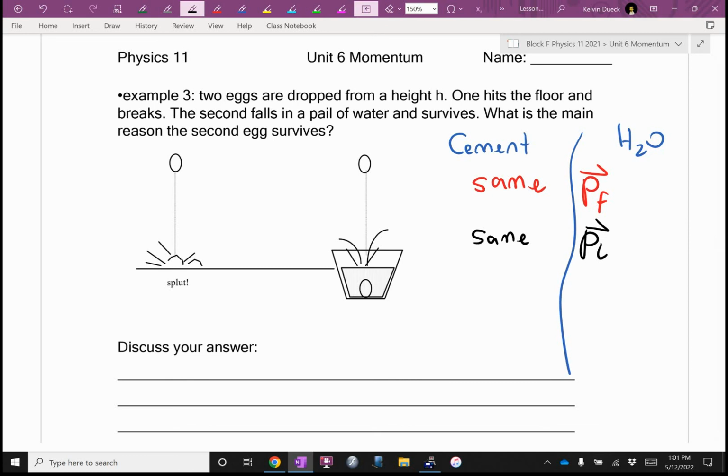Zaina, you're on a roll. Keep going. Whatever you had for breakfast this morning, do that more often. Impulse. They both have the same change in momentum. They have to, because if change in anything is what?